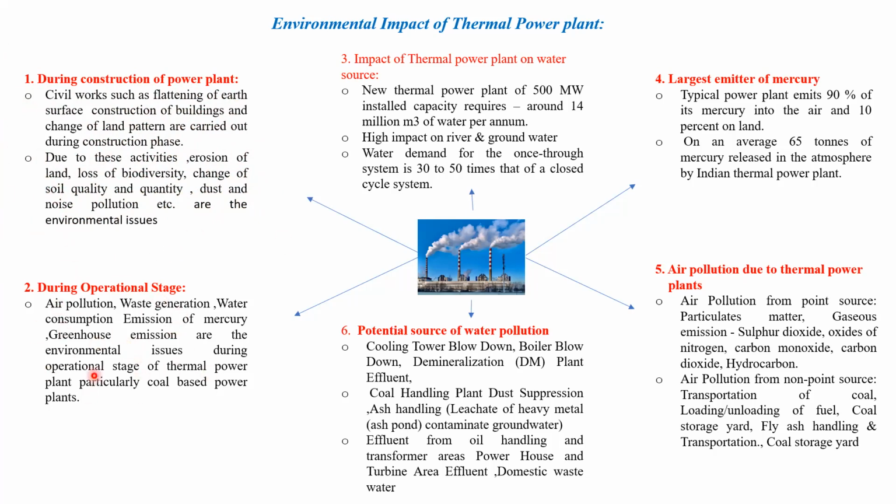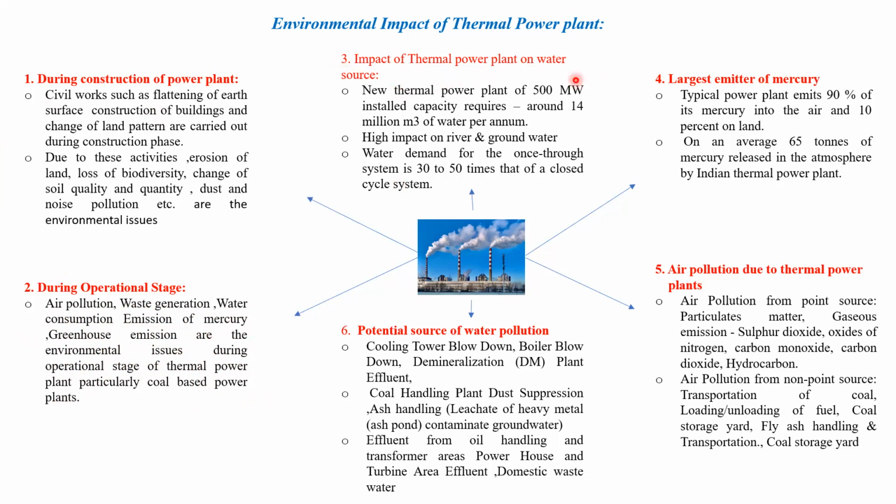During the operational stage, after completion of the project, when you start it, air pollution, waste generation, water consumption, emission of mercury, and greenhouse emissions are the environmental issues during the operational stage of a thermal power plant, particularly coal-based power plants.